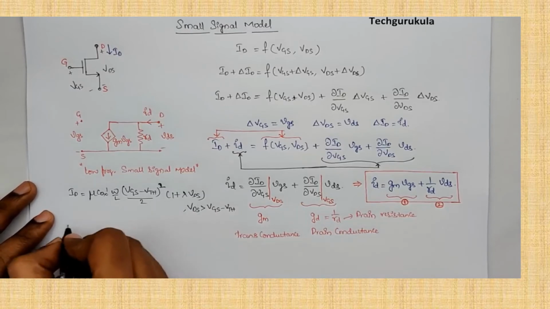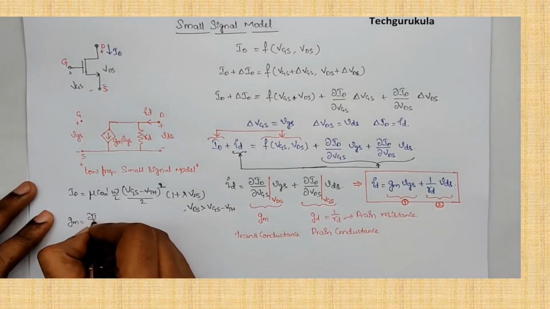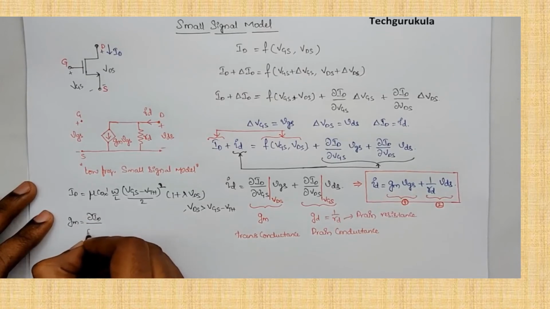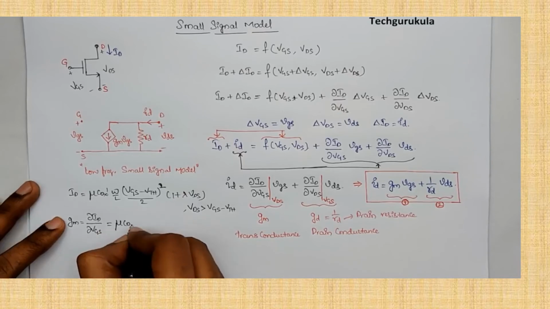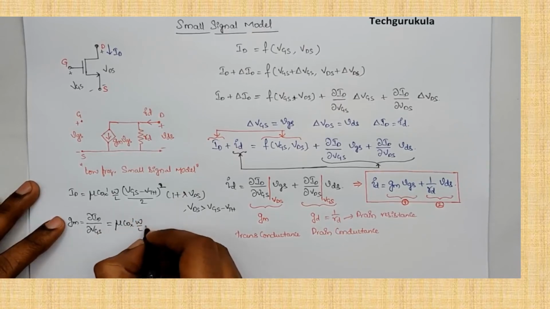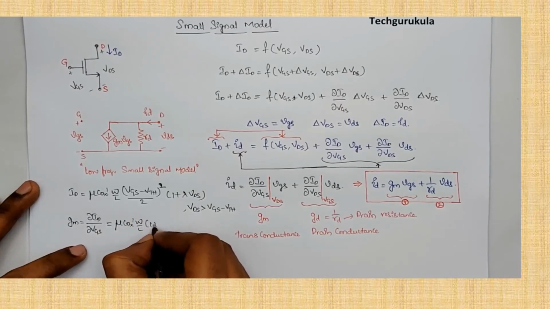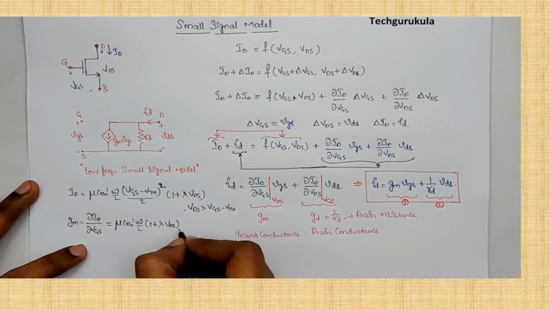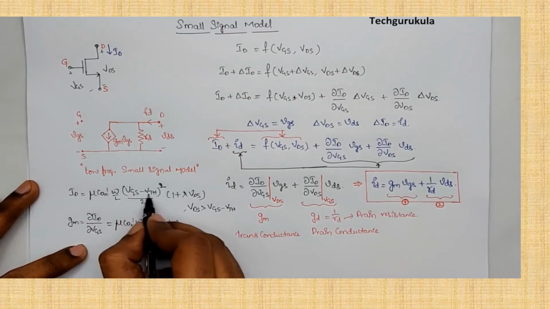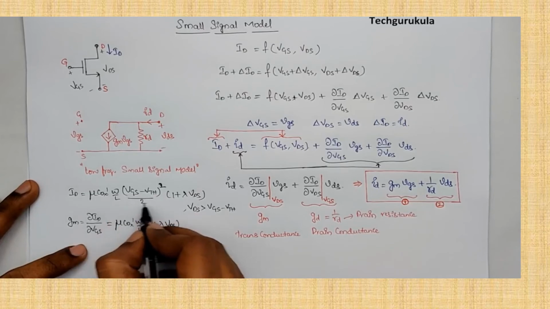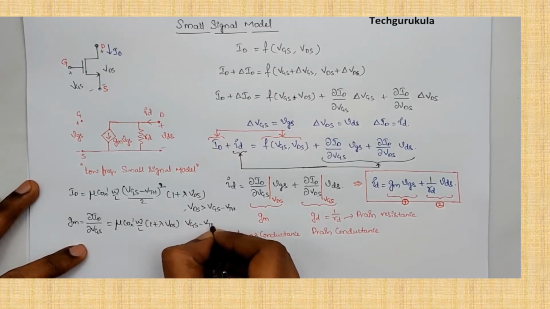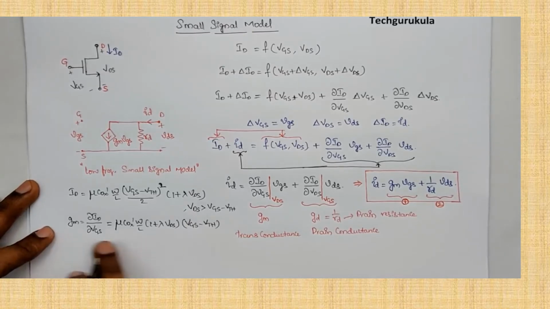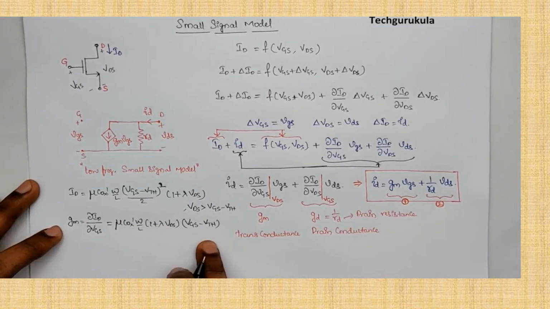Now we can find the value of GM from this equation. GM is the differentiation of this ID with respect to VGS, which is equal to mu Cox prime W by L times 1 plus lambda VDS times, if we differentiate this, we get 2 here, 2 gets cancelled, we get VGS minus VTH. So this would be the transconductance of the MOSFET.